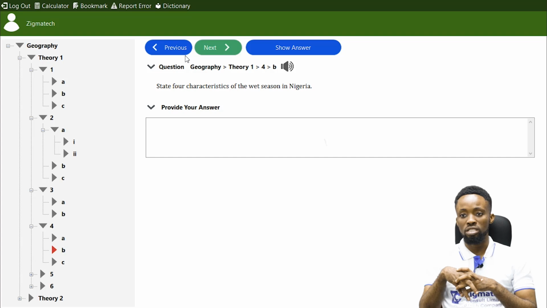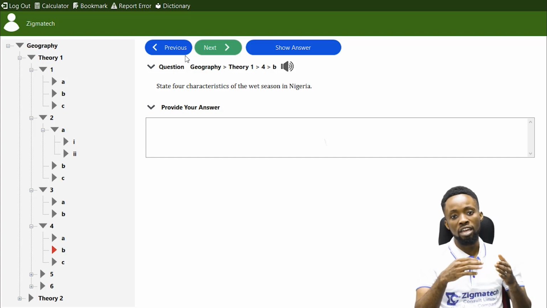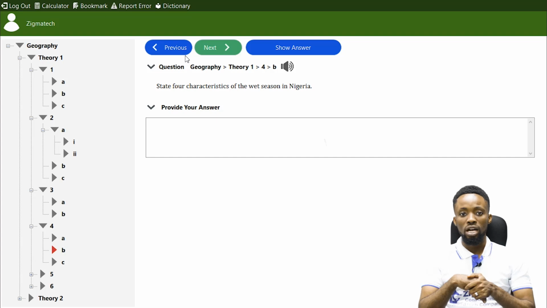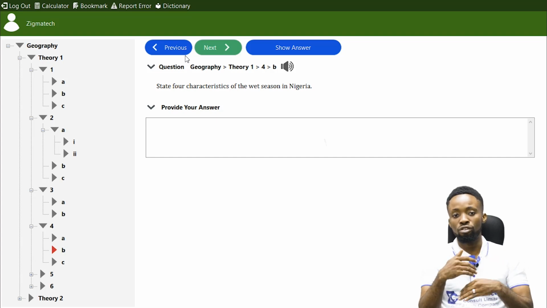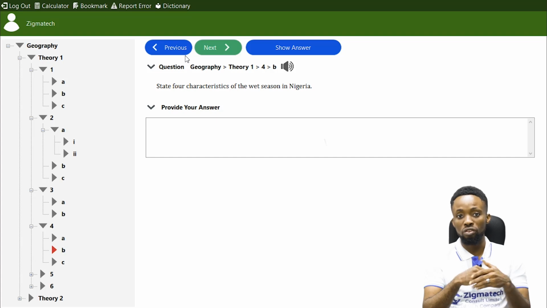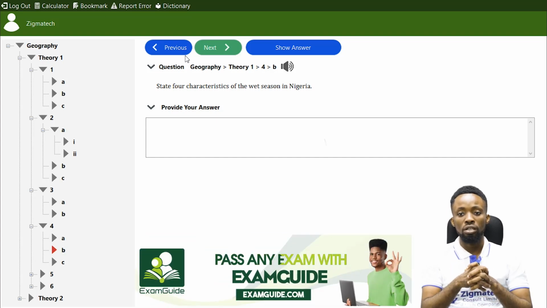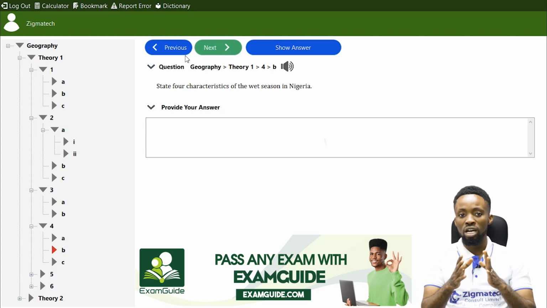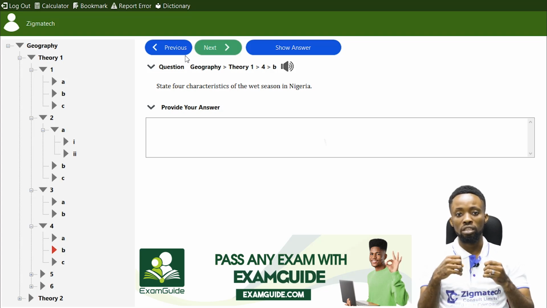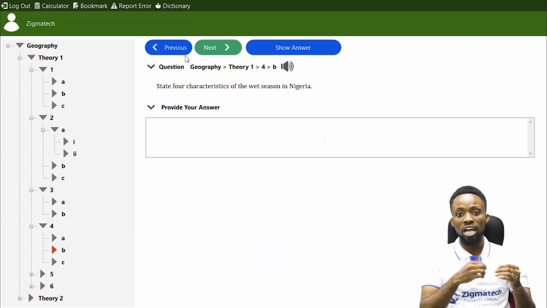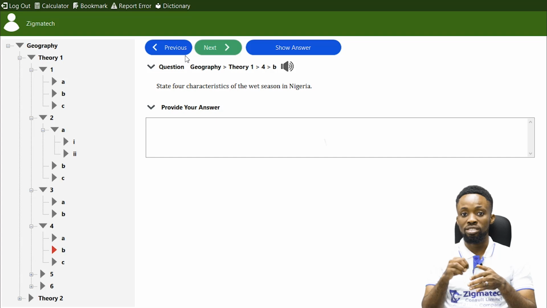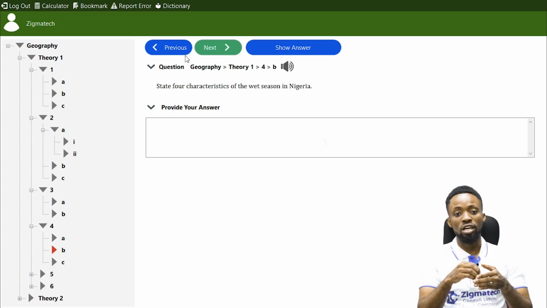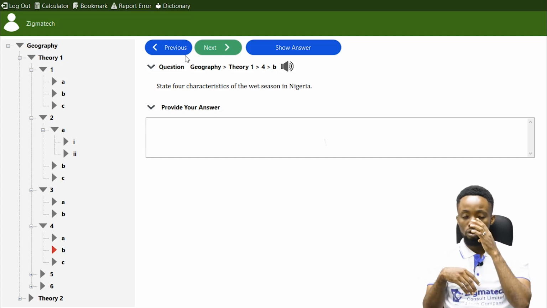Now for the wet seasons in Nigeria, we usually have a high amount of rainfall. Rainfall can be from above 600 millimeters down to 3,000 millimeters, depending on the location. And also during the wet season, we usually have a high diurnal range of temperature. And the next one is that we have a high amount of temperature during the wet seasons in Nigeria, and as a result of that, we usually experience convectional type of rainfall.